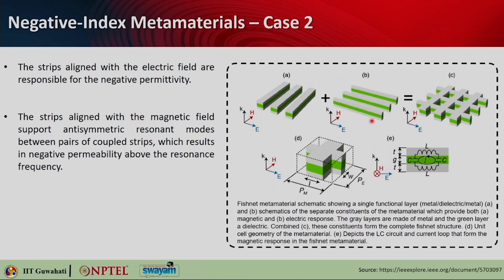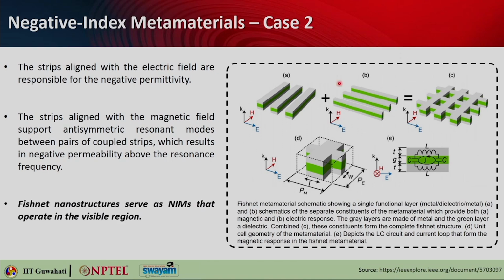We will not go into too much detail on the mathematical foundation of this, because this will mostly be done based on numerical simulations on CST, FDTD or COMSOL. But I just want to tell you that in this kind of structure you have inductance on one side of the metallic layer, you have another inductance here, and then you have capacitances between these two layers. These are the factors that give you this negative refractive index. So fishnet nanostructures serve as structures that can operate in the visible region. So these are good optical metamaterials.